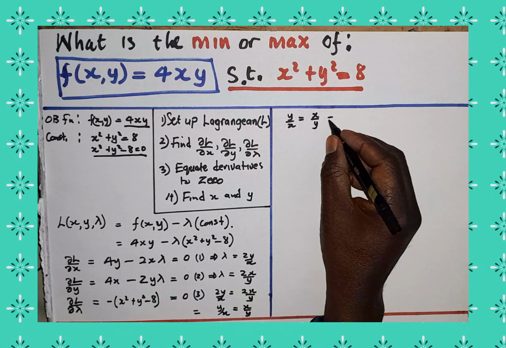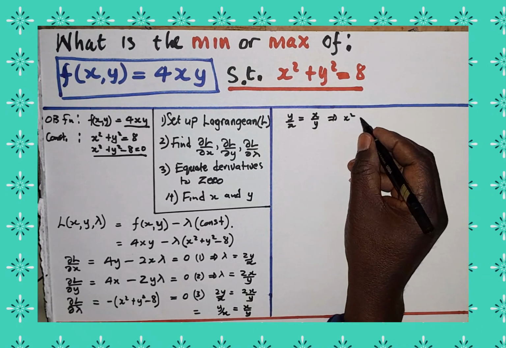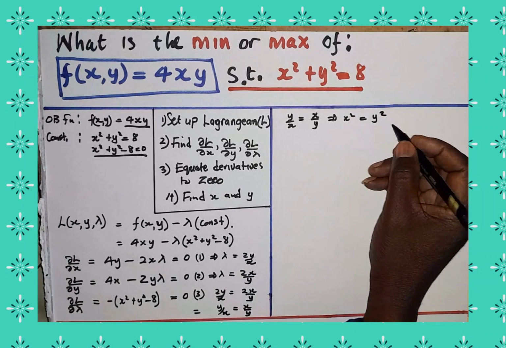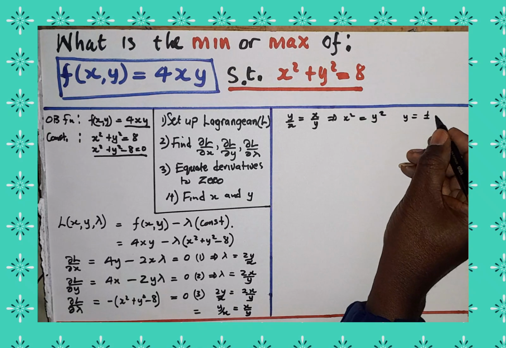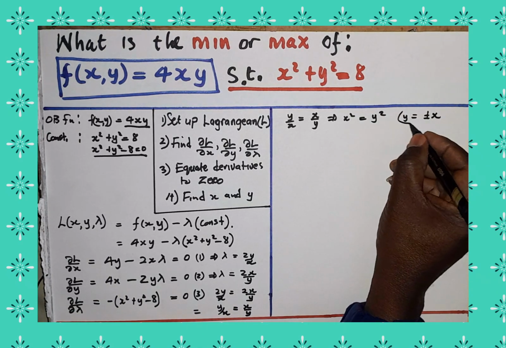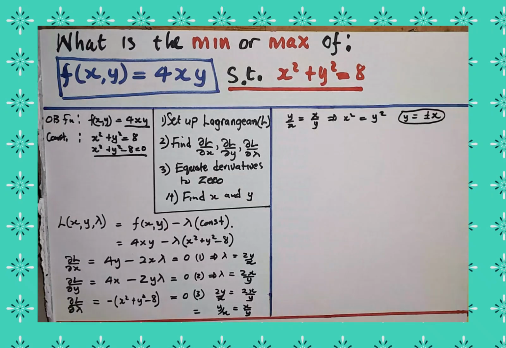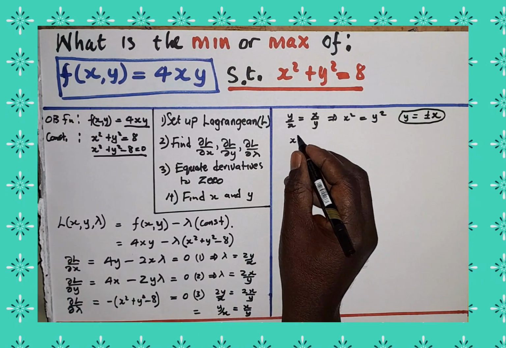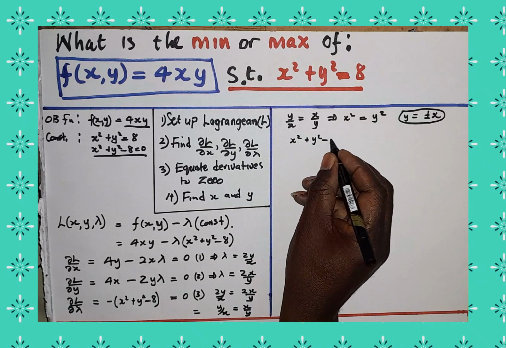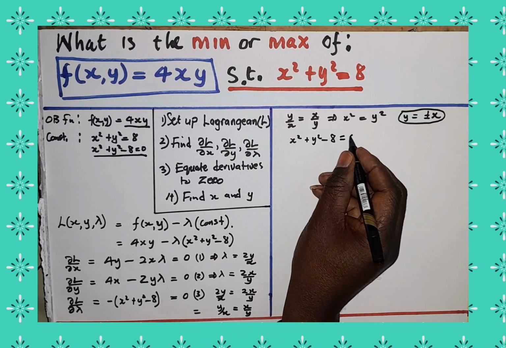Cross multiplying, we get x squared is equal to y squared, from which we can conclude that y is equal to plus or minus x. Okay, so that's our value of y there. Now, we still have another equation to deal with. The x squared plus y squared minus 8 is equal to 0. So equation number 3, we can write it as, because we can get rid of the negative sign, x squared plus y squared minus 8 is equal to 0.